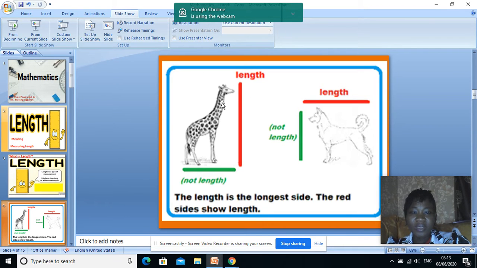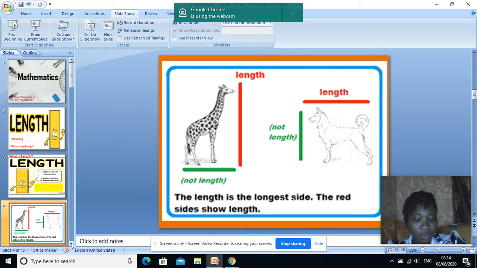Now looking at this dog, we can see that the length is the red coloring on top, because that seemed to be the longest side. Now looking also at the giraffe, we can see that the length is the longest side, the red coloring, because that seemed to be the longest side. The green actually is not the length. So the length is the longest side. The red side shows length in the picture. Okay, let's go on.